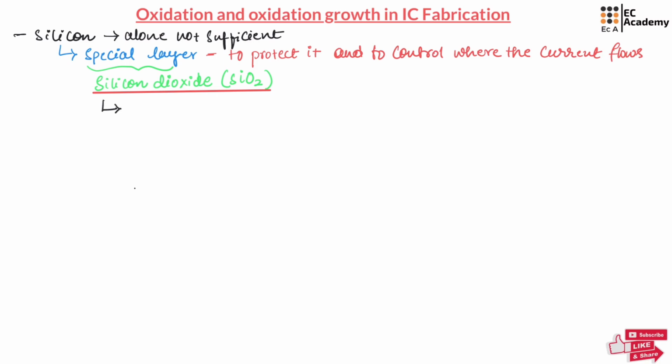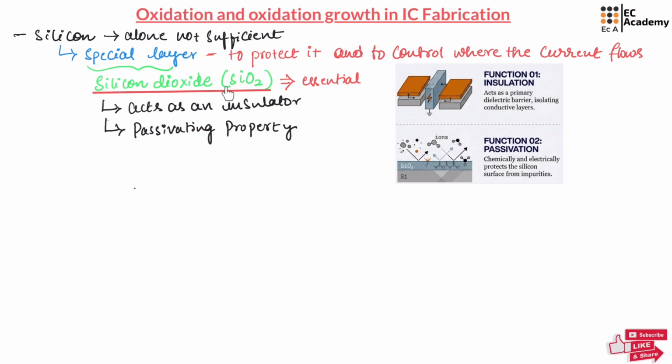Why? Because it acts as an insulator, which means it stops the current from flowing where we don't want the current to flow. And also, it has a passivating property, which means it makes the surface stable and reliable. So growing this silicon dioxide is very much essential because it has two important functions.